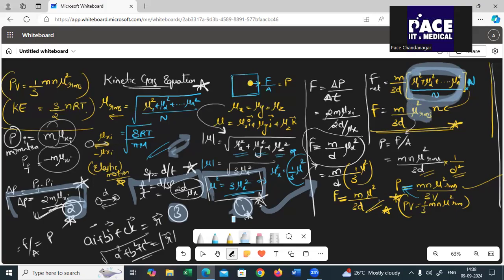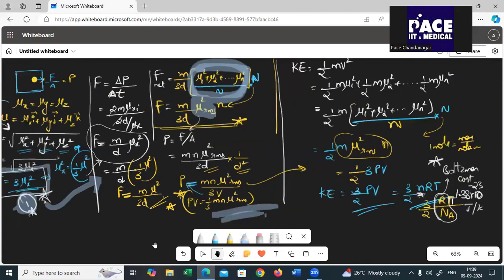So force I got, and pressure is what? Force by area. So area is d square, because area is a into a, since we are considering it to be a cube, the distance into the distance. So that would be your denominator. As you can see, d into d square is volume, d cube, right? Volume, it is m n u square RMS by 3V. So PV is equal to 1 by 3 m n u square RMS. That is what we got as the kinetic gas equation. So this is how we get your kinetic gas equation.